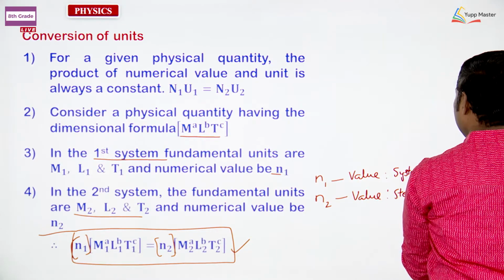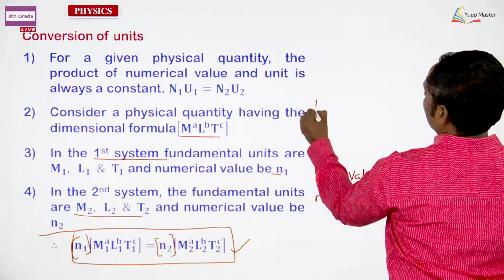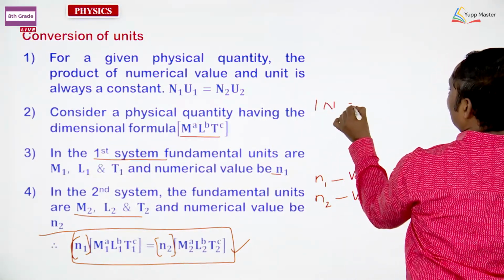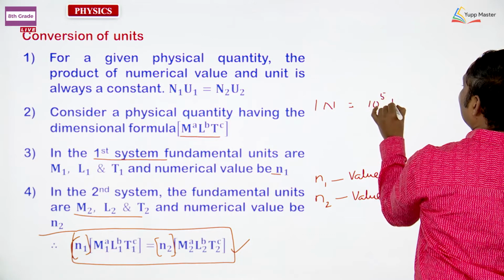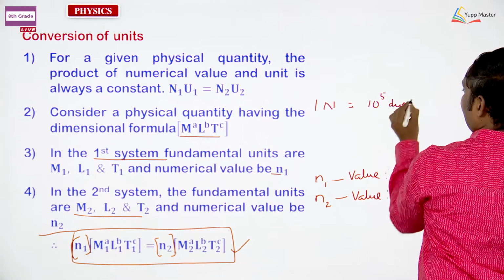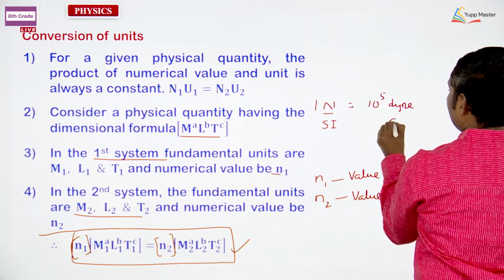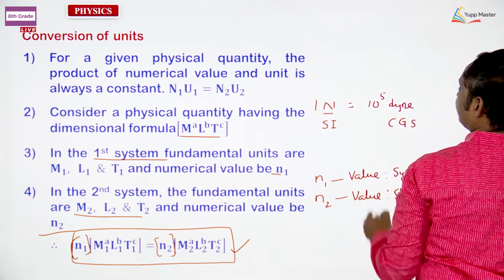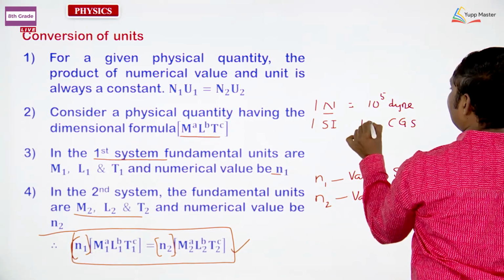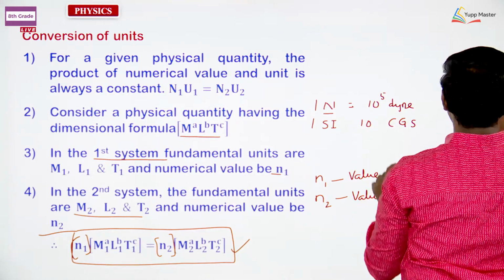In a second system, it's very clear. Now, if you are going to take that 1 Newton is equal to 10 to the power of 5 dyne, you can take that. So, it is of SI system, it is of CGS system, you can take that. It's very clear.